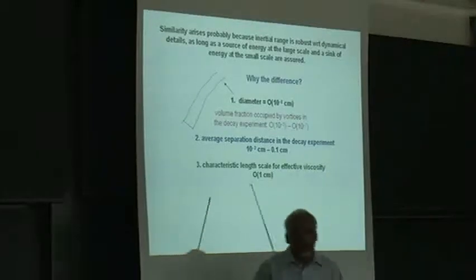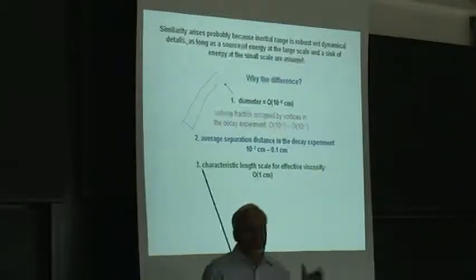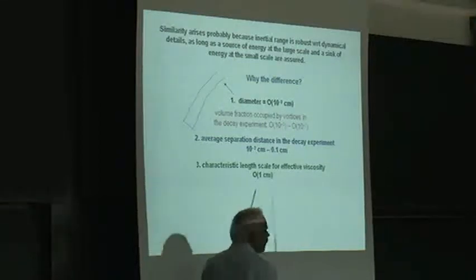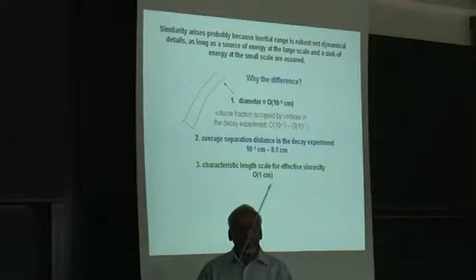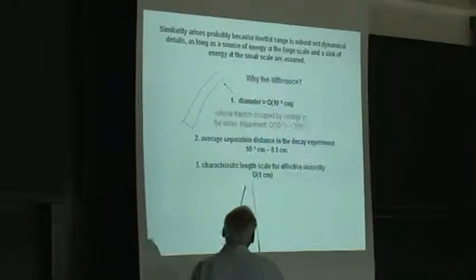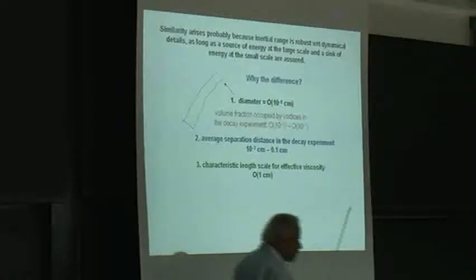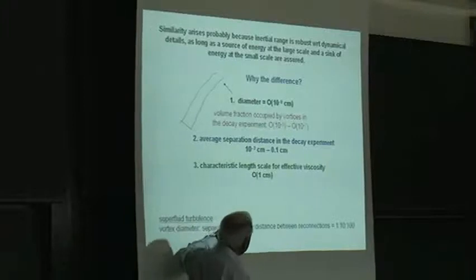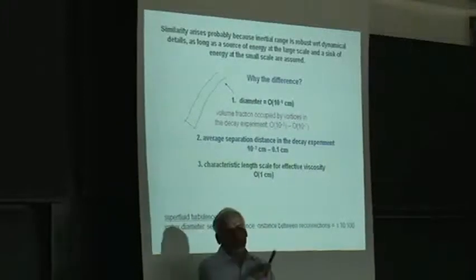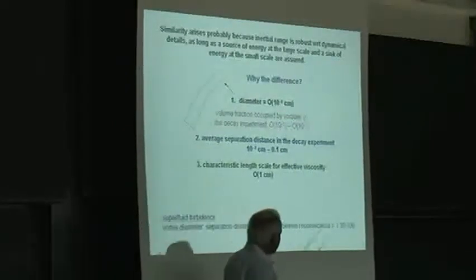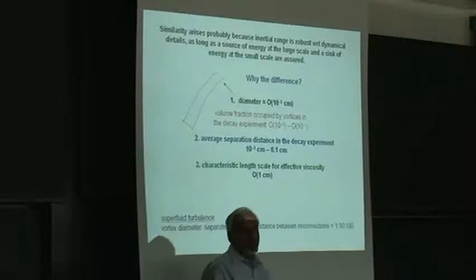And the characteristic length scale for effective viscosity, you remember I showed you a graph of effective viscosity, and that effective viscosity has a length scale and a velocity scale. And the velocity scale, let's say you take from experiment, from the decay, for instance, and the characteristic length scale is of the order of 1 centimeter. So the ratio of the vortex diameter to the separation distance, to the distance between reconnections, which is what I assume this characteristic length scale for effective viscosity is. So if you interpret it that way, it is of the order of 1 to 10 to 100 in rough order.